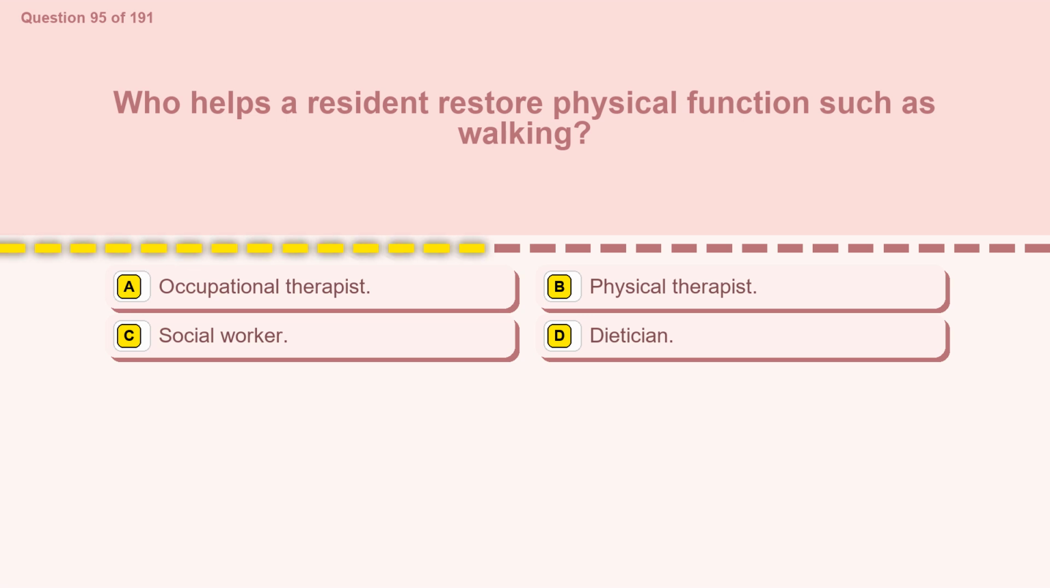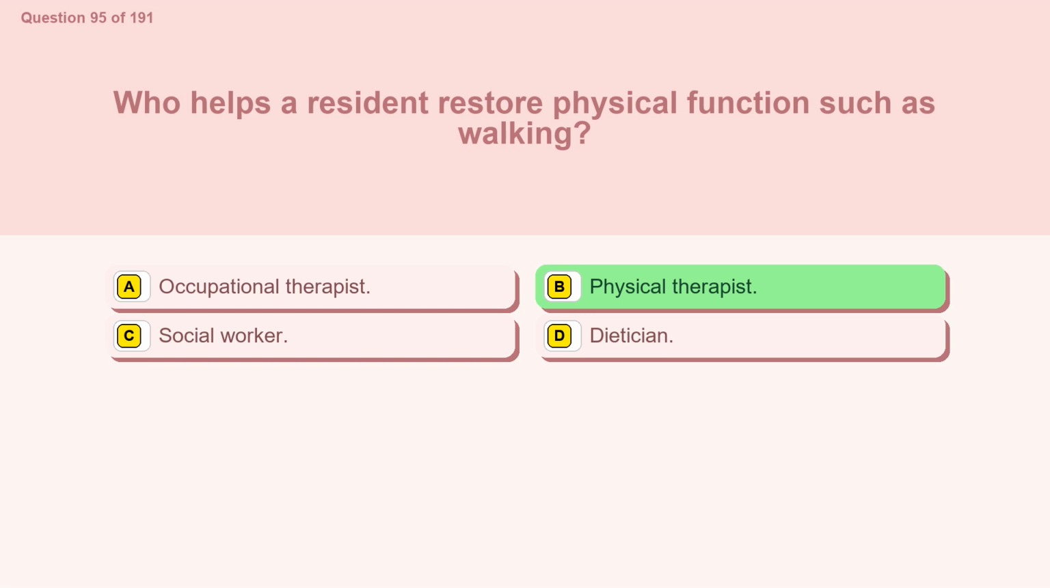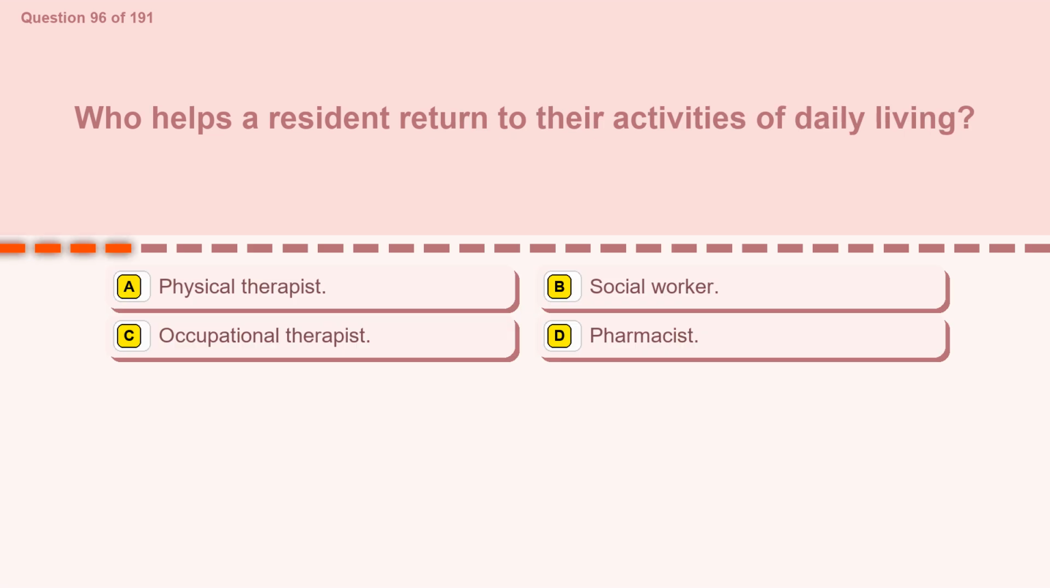Option A. Occupational therapist. Option B. Physical therapist. Option C. Social worker. Option D. A dietitian. The correct answer is option B. Physical therapist. Physical therapists focus on mobility, strength, and balance. Question 96. Who helps a resident return to their activities of daily living?